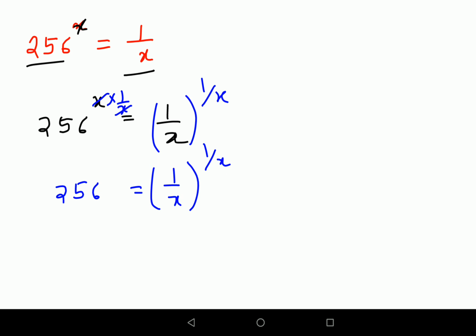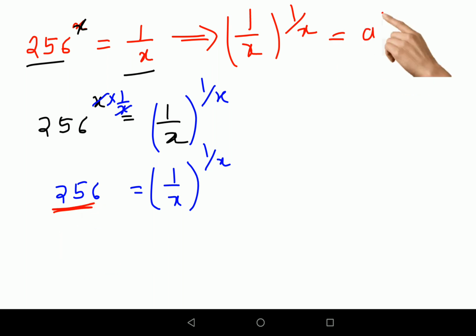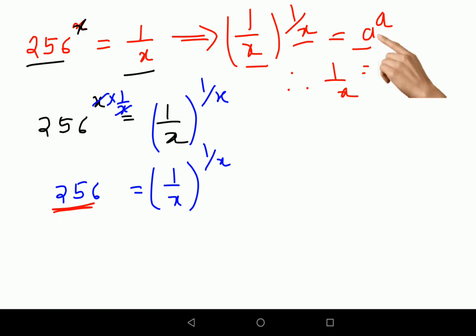Now understand, whenever you have these kinds of questions and you have a variable in the form of 1 upon x, or rather a variable raised to a variable, in this particular format, then you have to write this number also in the form of a raised to a. Therefore I can now say that 1 upon x equals a. Why? Because here also we have a base raised to the same index, and here also we have a base raised to the same index. Now this is a problem. How do we write this?